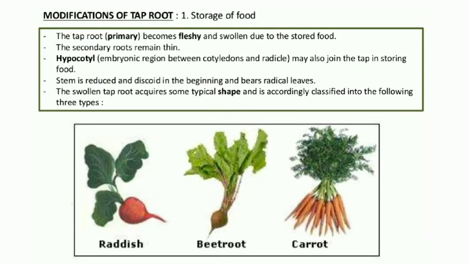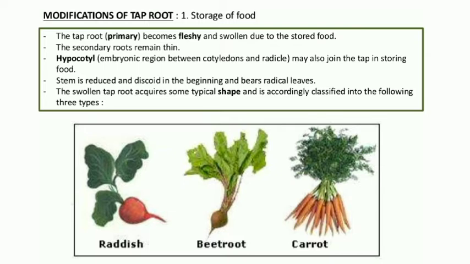First one, modification of taproot for storage of food. We shall go through the lines. The taproot or the primary root becomes fleshy and swollen due to the stored food. Also, the hypocotyl may join in storing the food. The hypocotyl is the part of the embryo below the cotyledons, and that may also store the food.